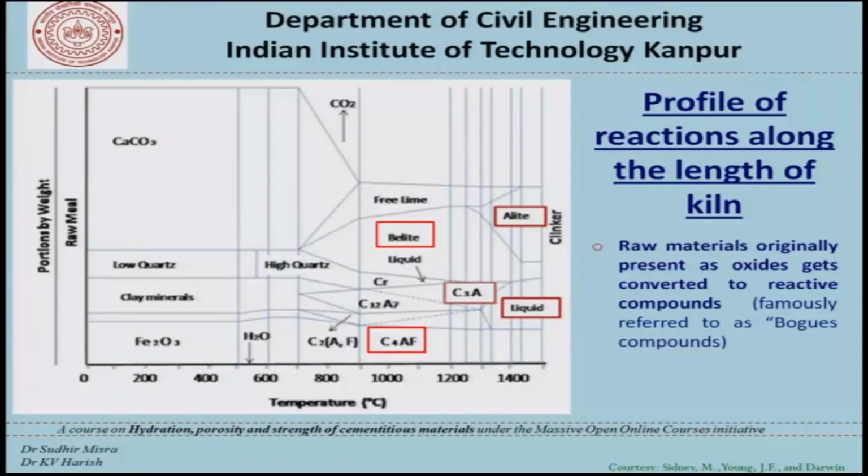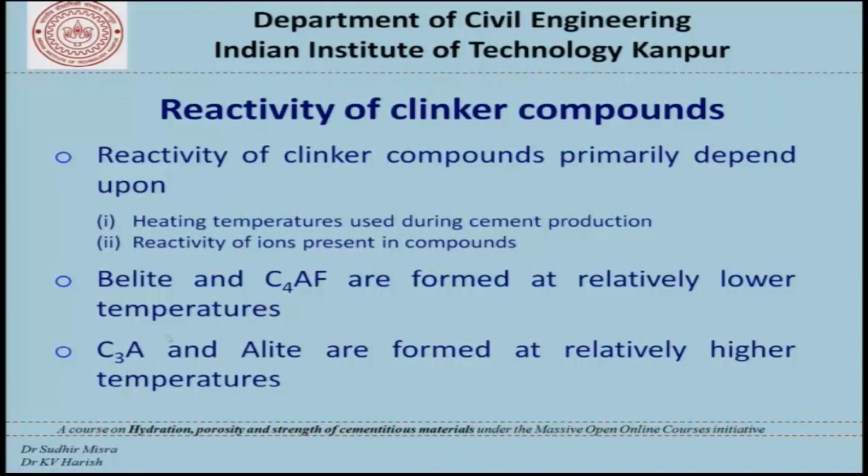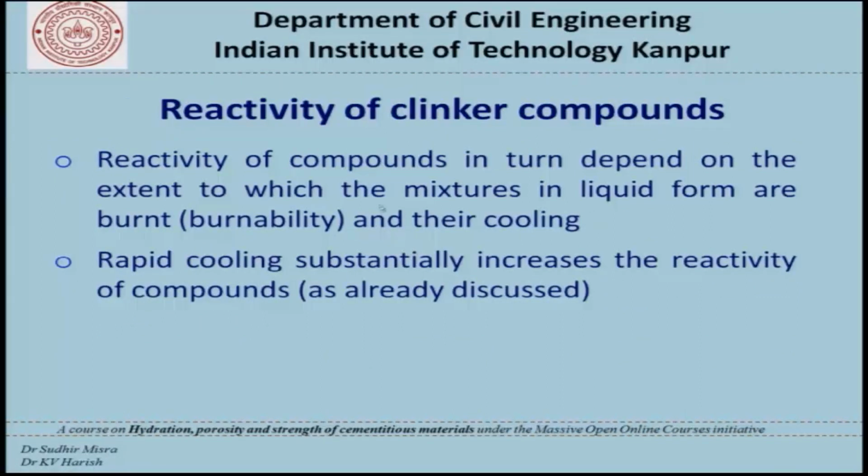aluminoferrite, which is C4AF, and Belite are generally formed at lower temperatures compared to C3A and Alite. The reactivity of compounds in turn depends upon the extent to which the mixtures in liquid form are burnt and how they are cooled. So the burnability and cooling part is extremely important when we are discussing reactivity of clinker compounds. As we have already seen in the previous lecture under Portland cement, rapid cooling is used instead of slow cooling because it increases the reactivity of compounds.